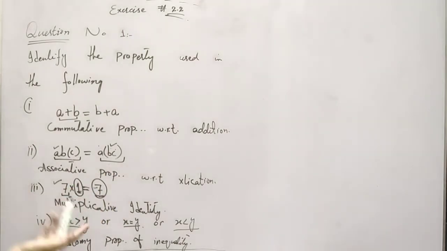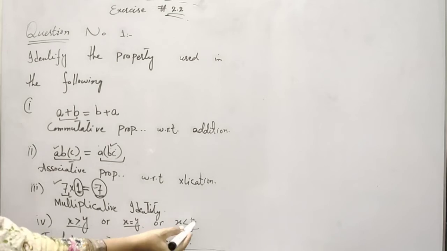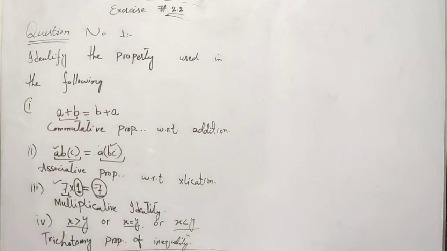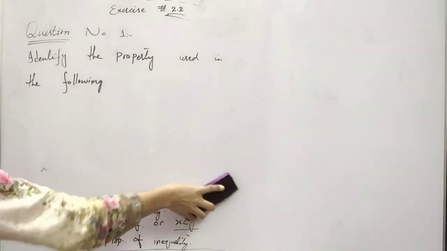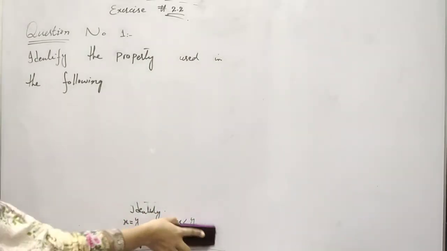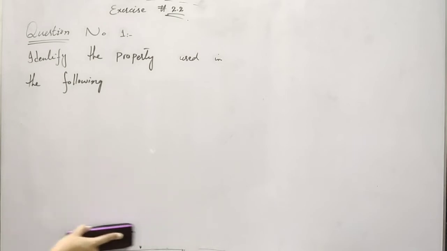Okay, here the trichotomy property of inequality is used. What does the trichotomy property say? Trichotomy property says that if we take any two numbers from the real line, both numbers x and y, maybe the numbers are equal, maybe the first number is greater than the second, or the first number is less than the second. There are no other possibilities other than these three conditions. There is no other chance.